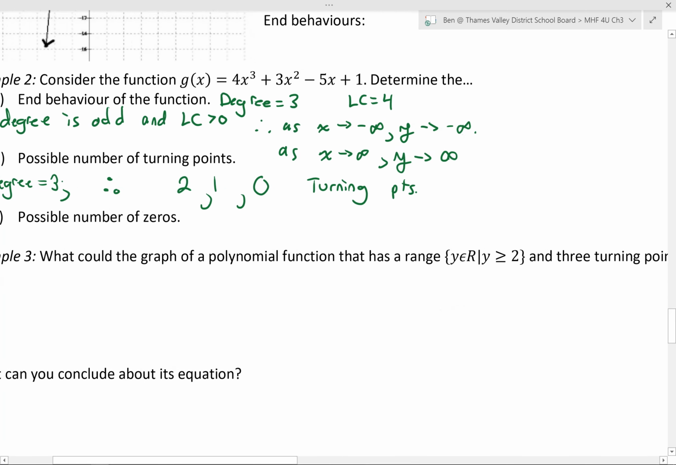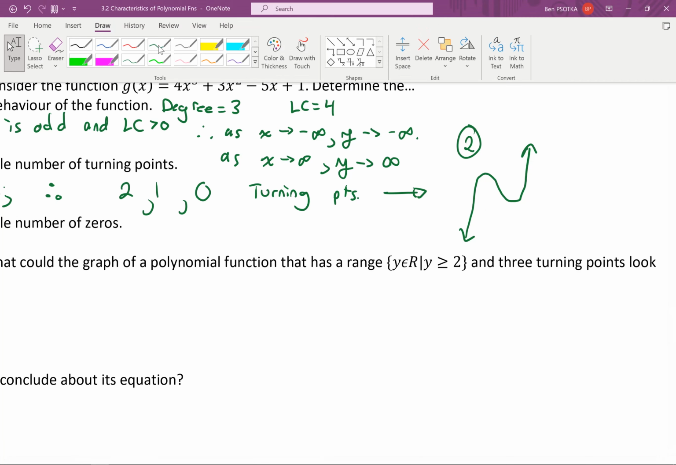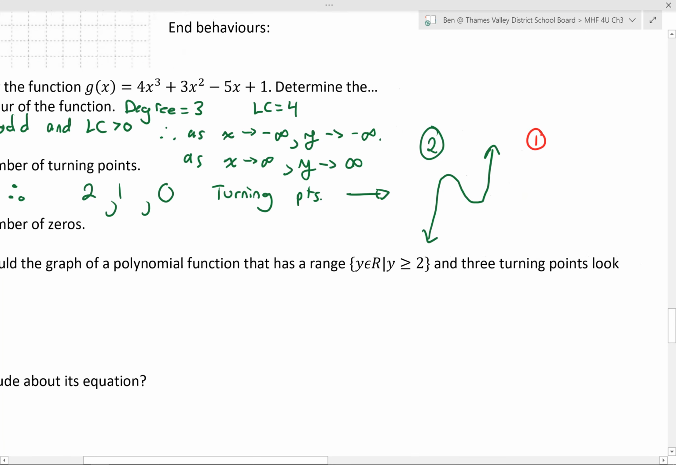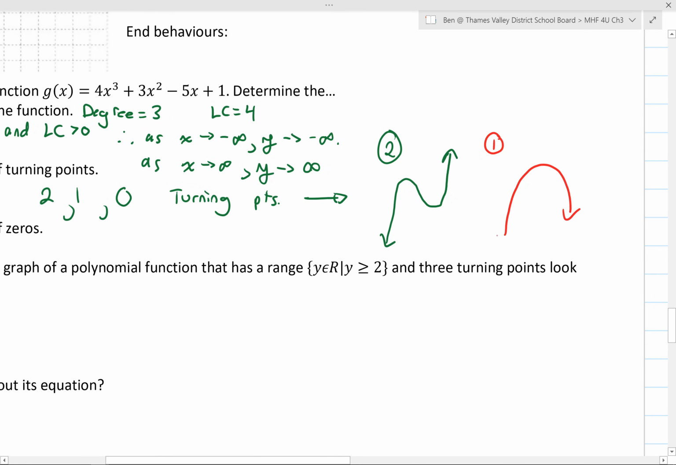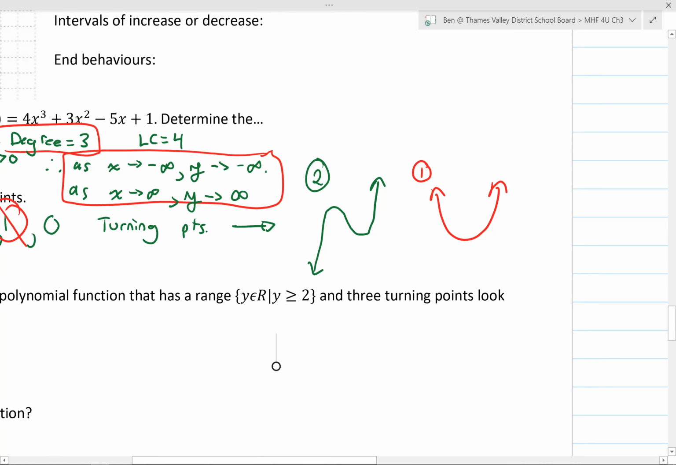So let's just visualize here. If a function has 2 turning points, it might look like this, right? Turn, turn, in which case it has opposite end behaviors. So that's 2 turning points. But then let's take a look. Let's consider if our function has only 1 turning point, it would have to look something like this. Or it could look something like this. But either way, its end behaviors would be going in the same direction. That's not what's going on here. And we know that because our degree is odd, therefore it cannot possibly have exactly 1 turning point.